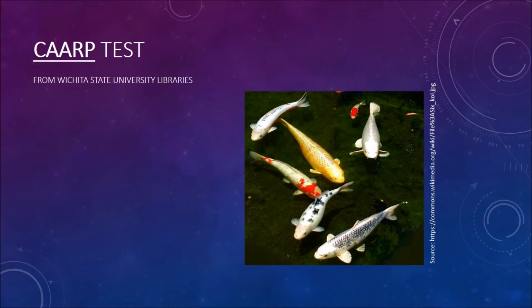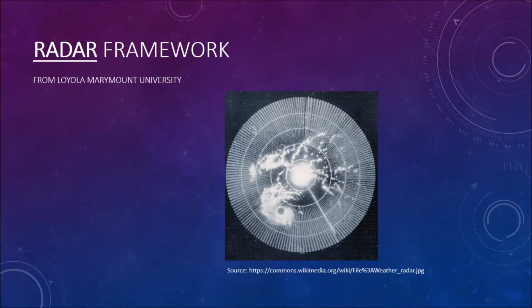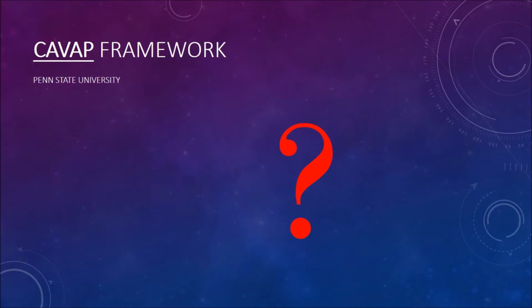The first rubric is the CARP test from Wichita State University Libraries, and that looks at currency, authority, accuracy, relevance, and purpose. The next one is the RADAR framework, and that looks at rationale, authority, date, accuracy, and relevance. And there's also, this is an abbreviation, but we'll call it the CAVA framework from Penn State University. And that stands for currency, authority, validity, audience, and point of view.